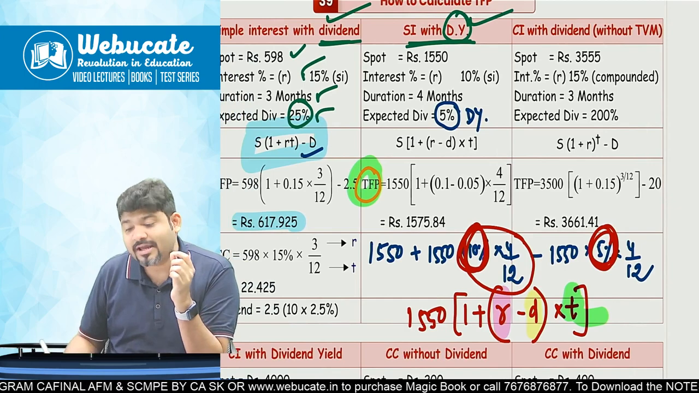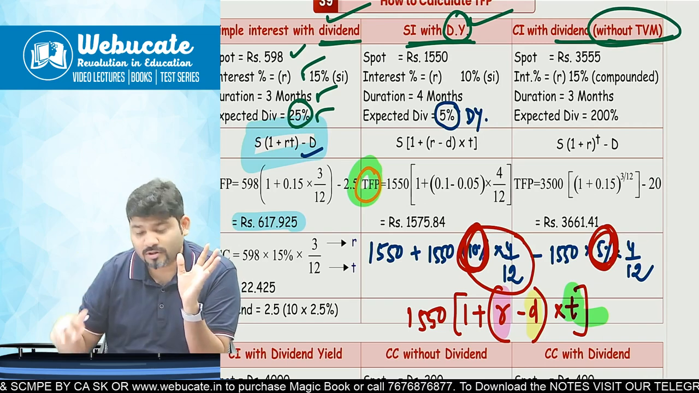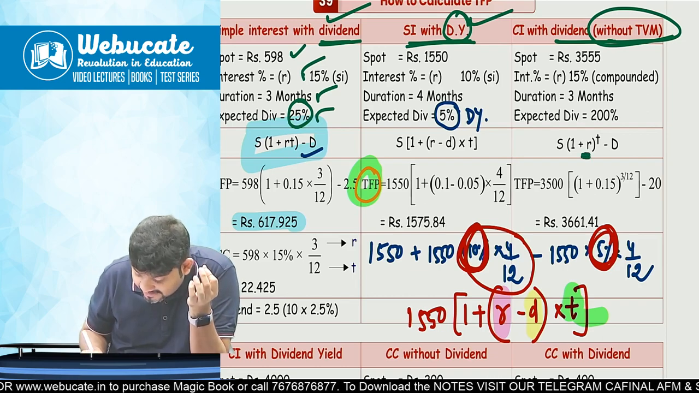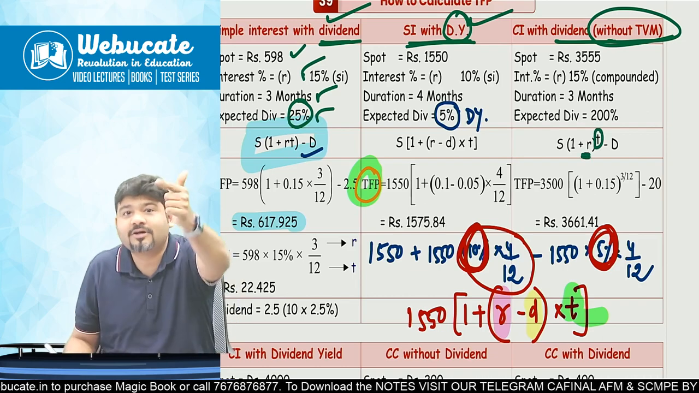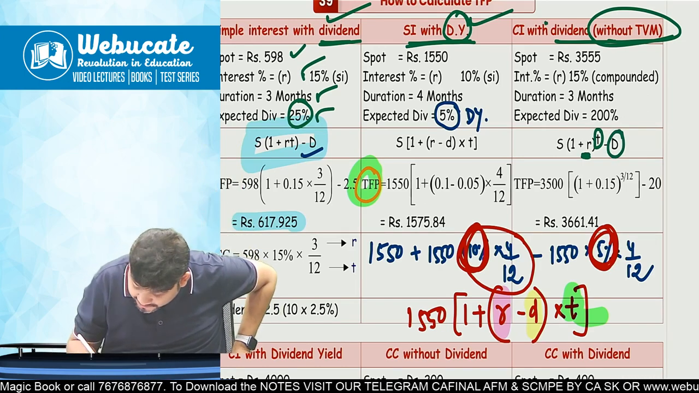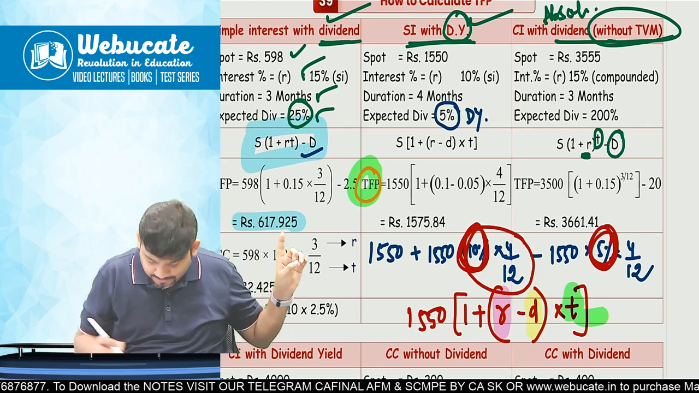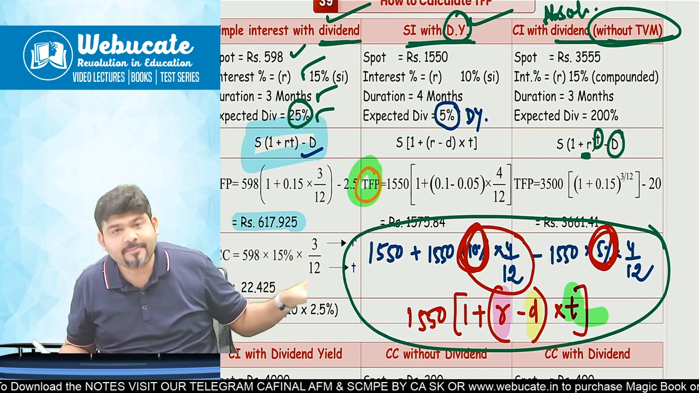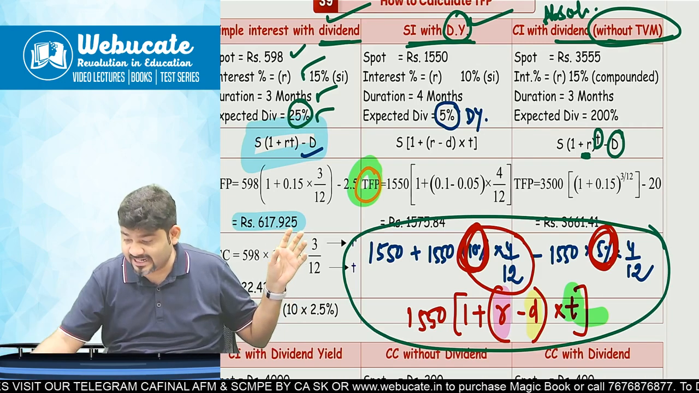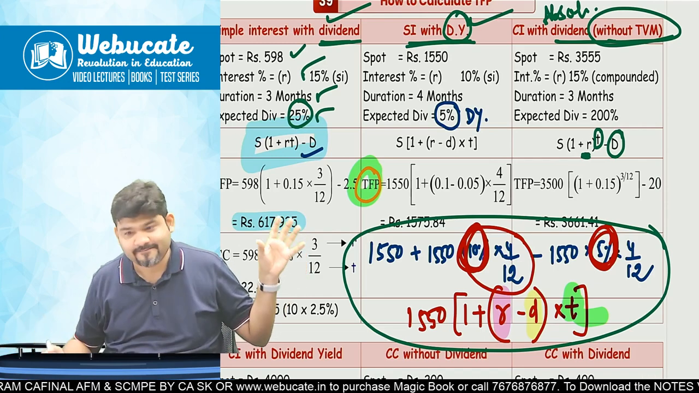Now, compounding interest with dividend but without time value of money. So now let's come to compounding interest. Now compounding interest with dividend, same thing. The only difference here is 1 plus r raised to t, because it is compounding, minus d. Suppose this is not absolute dividend. What is the formula now? Please confirm, are you clear with this explanation? Spot into 1 plus r minus d into t. Are you clear with that explanation, guys? Tell me, everybody.